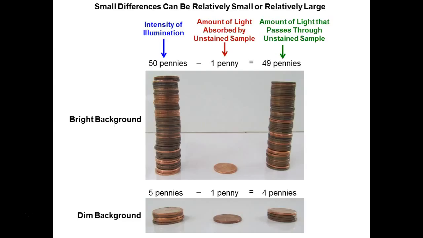But if you dim the conditions, right? So if I dim my microscope, so less light is coming through, say 5 pennies worth, can I see the difference between that organism that's only absorbing a single penny and now my background that's only about 4 pennies?